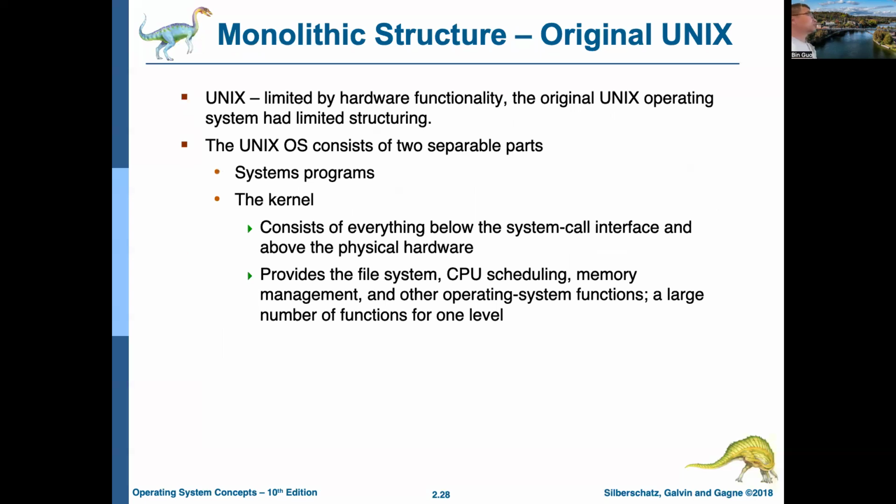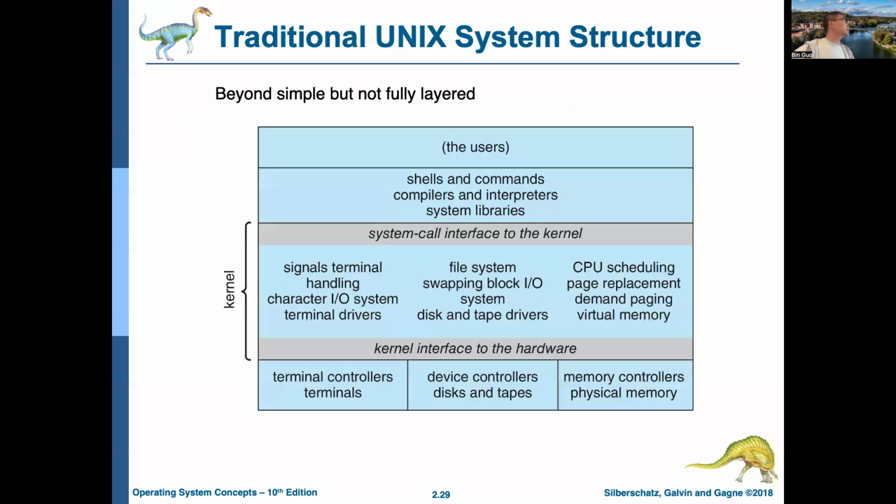But the original Unix, limited by the hardware, had limited structures. The kernel consists of everything below the system call interface and above the physical hardware. Same as MS-DOS, there is no clear divider between user mode and kernel mode. This is the traditional Unix system structure. It's beyond the simple, but not fully layered. It's a little complicated. This is the user space, and this is the system call. It's kernel space, with terminal control and device control. So it doesn't have a very clear user space. It's early Unix.